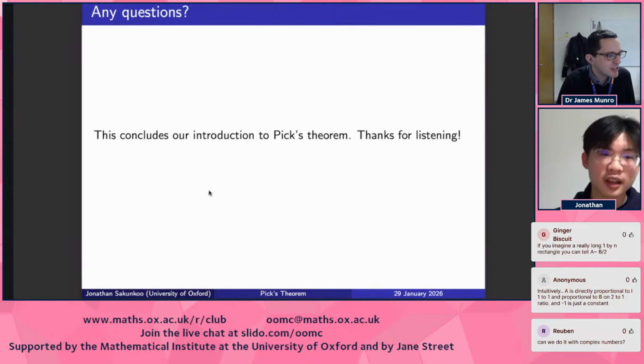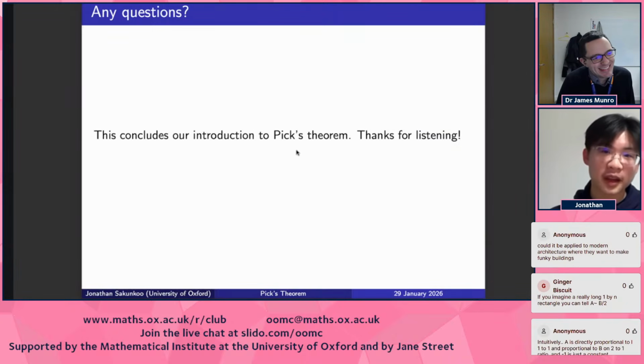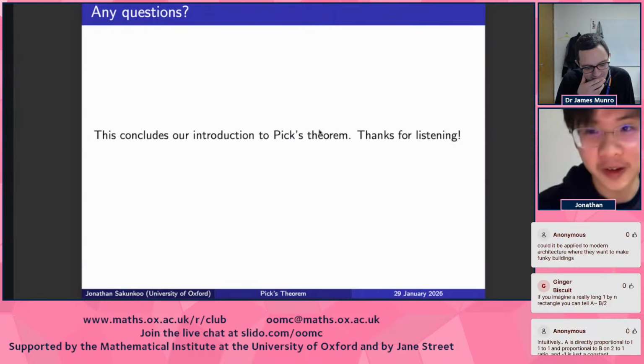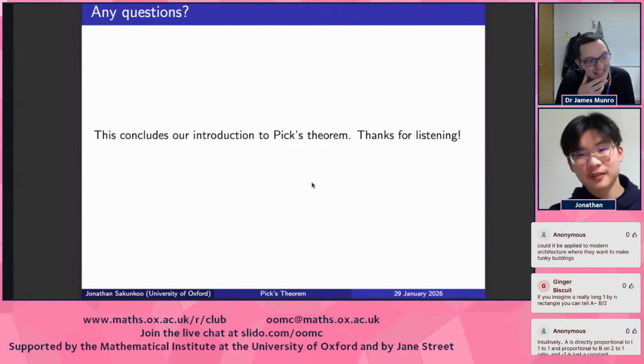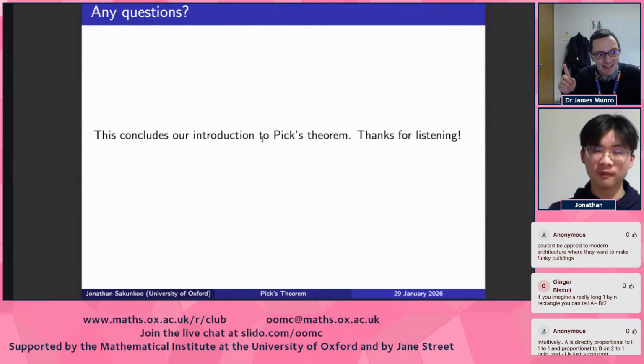Someone in chat wants to do modern architecture. That works too. I think Pick's theorem is one of those really applied things. Area finding is pretty general, and I think that's already very strong in itself. This is already on the applied end. Right, it's abstract because it's a formula, but there's a lot more math that's more abstract than this.